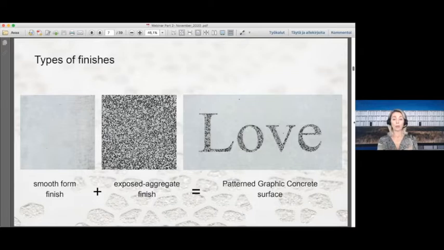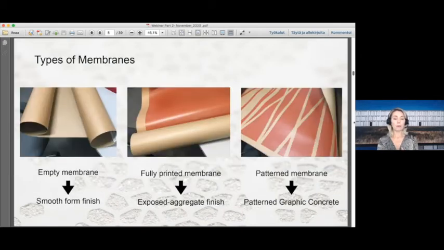But we actually have products for all these three types of surfaces. As you can see here, starting from the left, that's an empty membrane. There's no retarder on that membrane. What it does is make the concrete surface super soft and nice, almost like a velvety feel, like marble. So if you don't feel like having graphics, just a very nice smooth concrete surface, that's a product you can use.